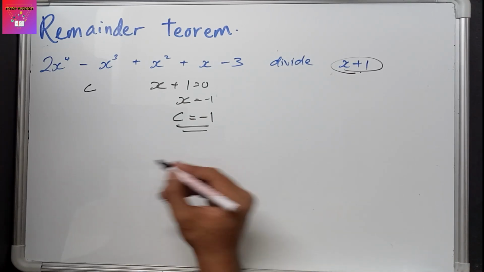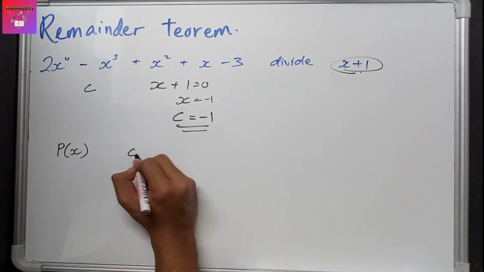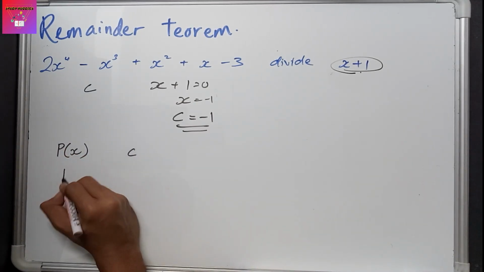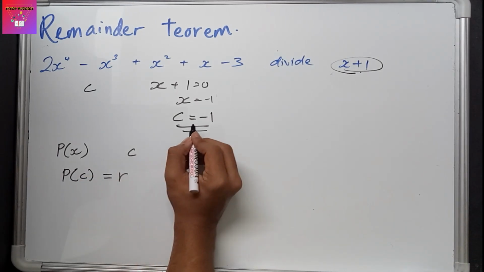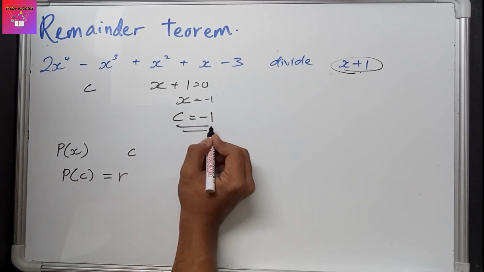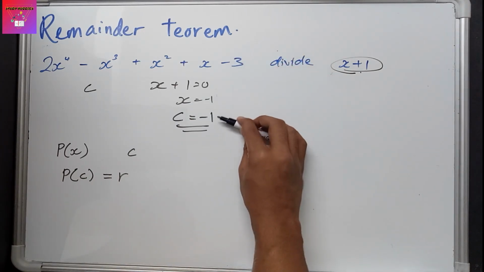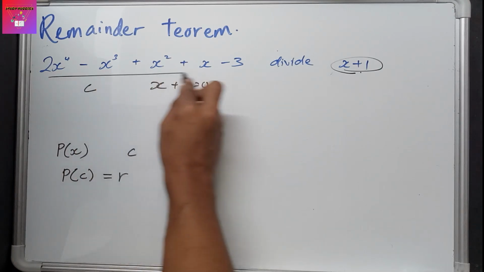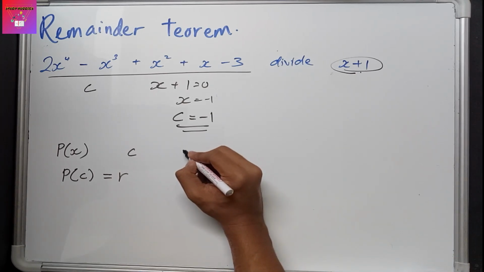So according to the remainder theorem, P(x) is a polynomial, c is a constant. So if it's P(c), then it equals R. Okay, so now we have the c value, which is negative 1. So by right, according to this theorem, if I take this negative 1 and substitute it inside this equation, I must get an answer of 0. So let's see if I'm getting it or not. If yes, then this theorem is correct. So whatever the mathematicians thought was correct.